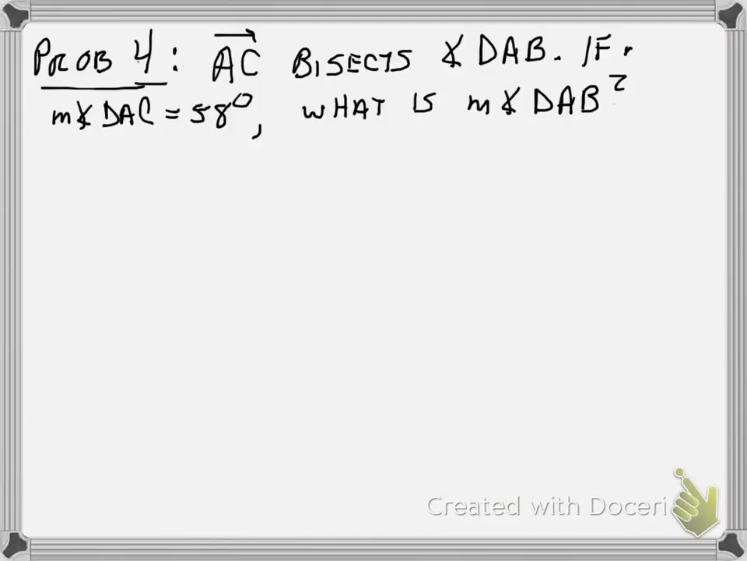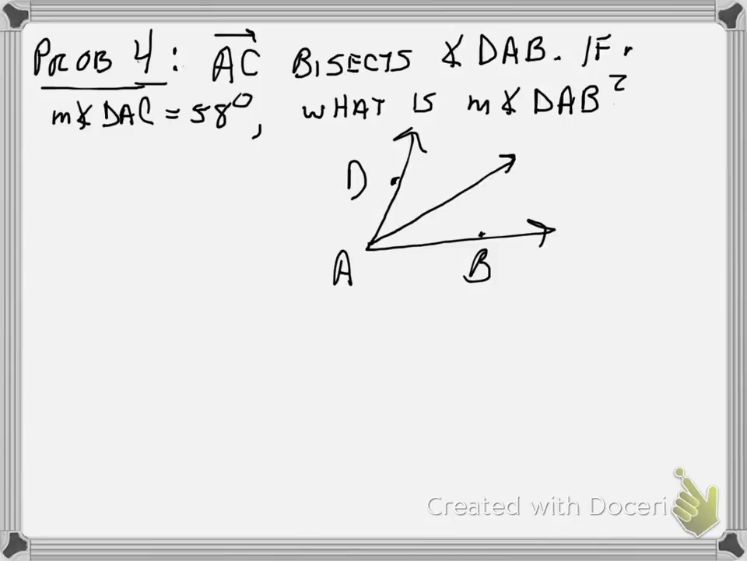Problem 4 says ray AC bisects angle DAB. If the measure of angle DAC is 58 degrees, what is the measure of angle DAB? So again, I'll stress this one more time. In math, we draw pictures. So I'm going to draw an angle. Doesn't matter what your angle looks like. There's my angle. That's angle DAB. It says that ray AC bisects it. So AC is going to be right there.